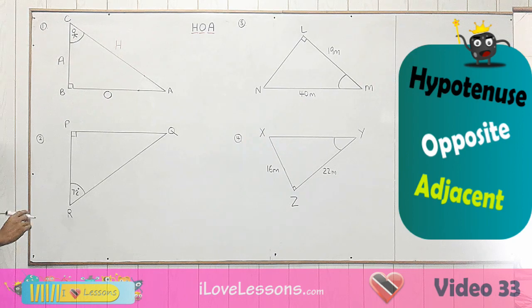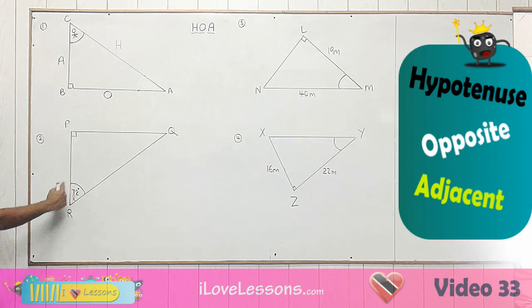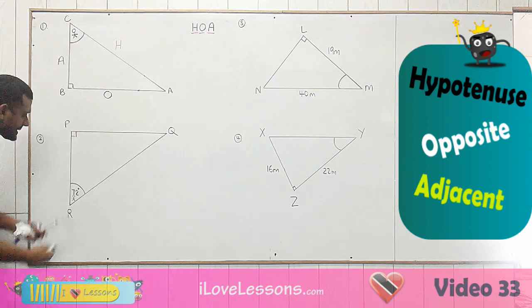So let's do another question. If we are given this triangle P, Q, and R, and we are standing by the 72 degrees. Let's assume this angle is 72 degrees, and for some reason, I ask you to stand here.